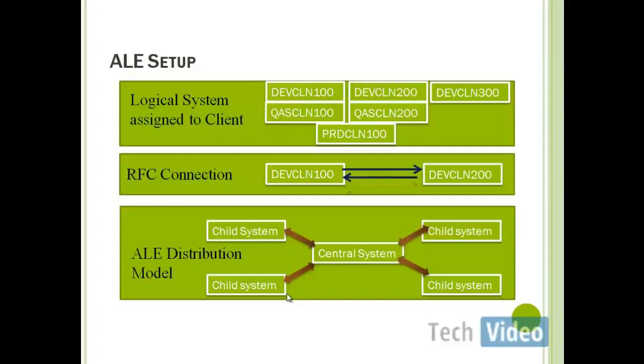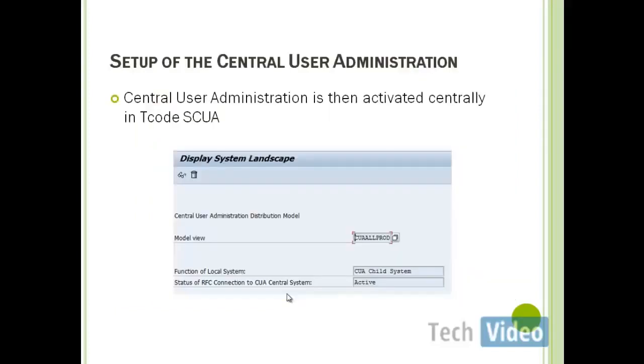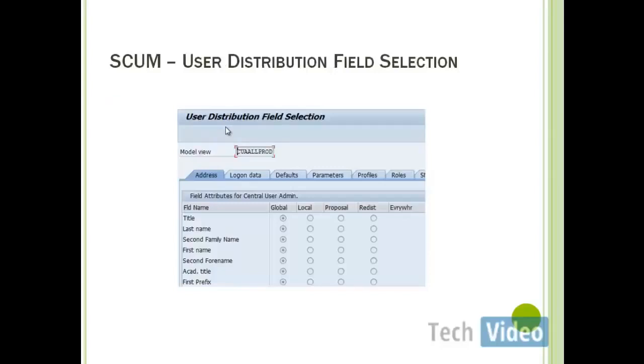So after this setup, what you need to do is set up a central user administrator. The transaction code for this one is SCUA. In SCUA you can enable the central user administration, and you can define the parent system as well as the child system. Then the next transaction code is SCUM, user distribution field selection. This is very important. We have seen that we can define what is the actual data which we would like to transfer.